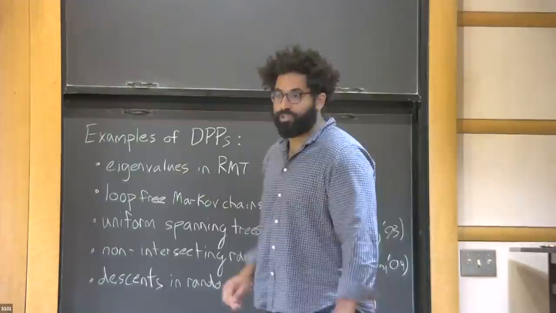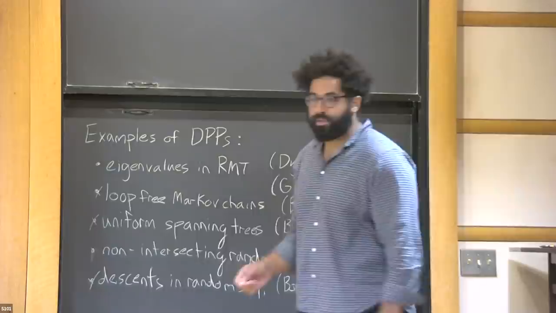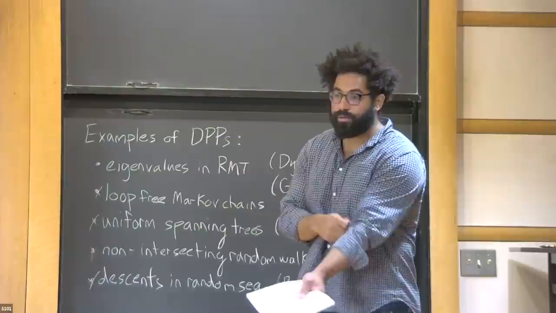And I'd like to briefly touch on these three and non-intersecting paths, but briefly maybe touch on uniform spanning trees, because this is an example of a projection where you have a fixed order, because a spanning tree always has a fixed number of edges.